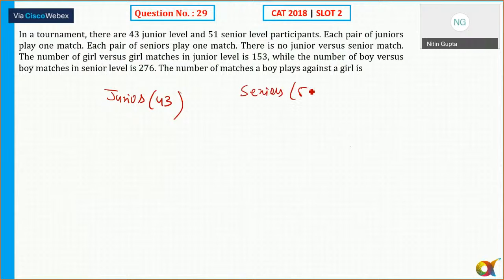That is 51. So juniors is 43, seniors are 51. Each pair of juniors play one match. Each pair of seniors play one match. There is no junior versus senior. The number of girls versus girls in a junior match.